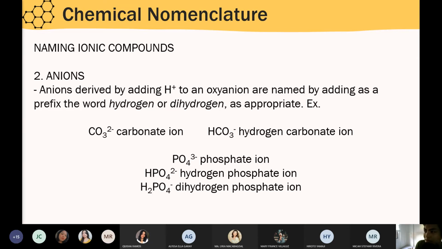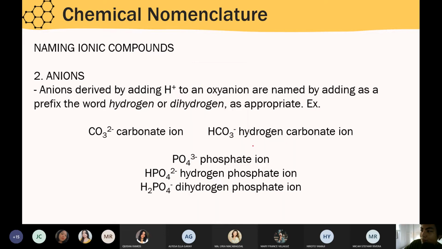The last rule tells us that we can get an anion derived by adding H+, the hydronium ion. By adding a certain amount of hydronium ion to our oxyanion, we can still get an oxyanion. How does that happen? It's like this.